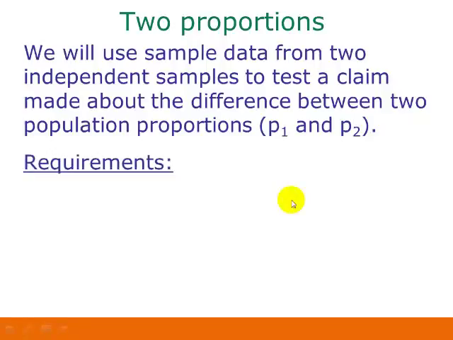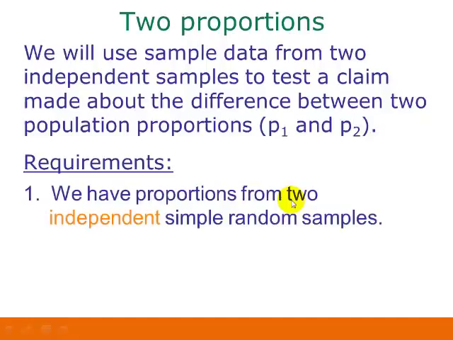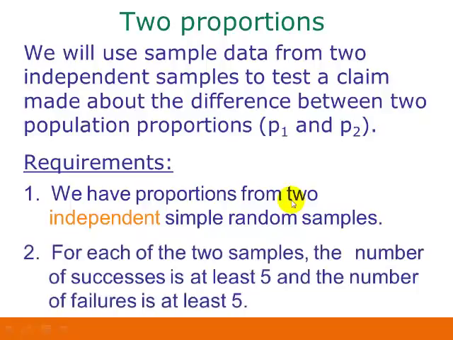The requirements for this are: 1, we have to have proportions from two independent simple random samples, and 2, for each of the two samples, the number of successes is at least 5 and the number of failures is at least 5. And this is a very simple way to determine if the criteria are met or not.